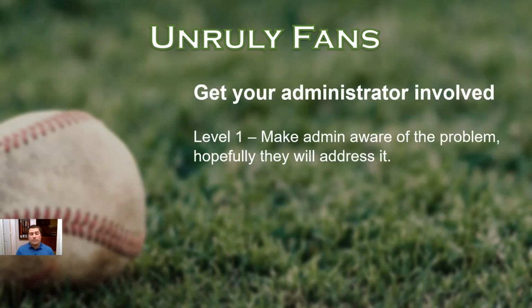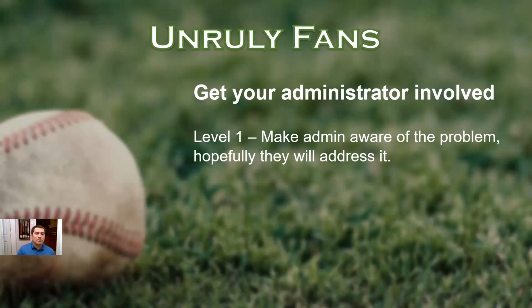I look at getting your administrator involved on a couple of different levels, and this really is based on the severity of the situation. Level 1 is to make admin aware of the problem and hopefully they'll address it. If I'm using this tactic, it's something minor, maybe something prolonged, or I'm getting the sense that something is going to brew. I typically do this in between innings. After the strikeout, the catcher will roll the ball to the pitcher's mound, and I'll immediately turn around and go talk to the admin. I say, hey, I want to make you aware of the situation. If you say that, they typically will address it in their own unique way. But that's just the first level.